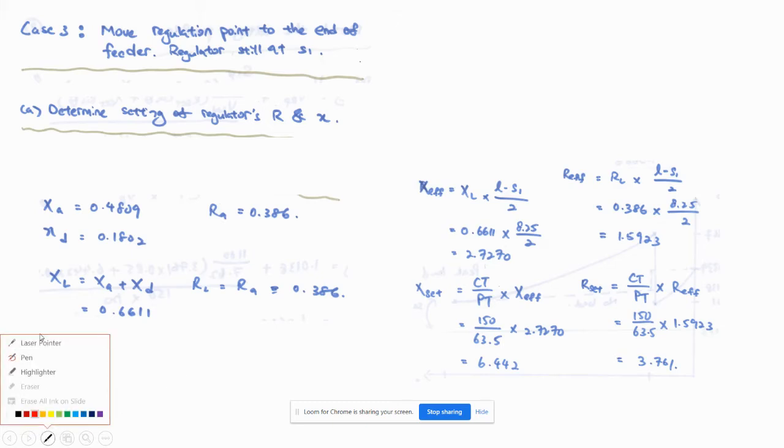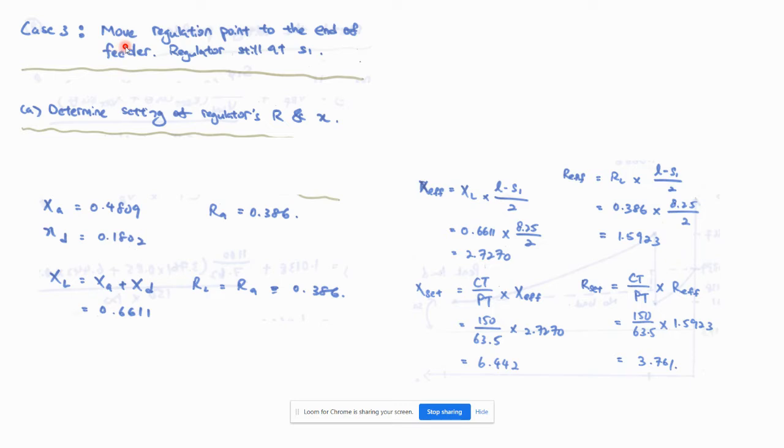Okay, so now in case 3, I am moving the regulator to 1.75. I'm maintaining the location of the regulator at 1.75 meter, which is the same as case 2, but with the additional setting of the R and X value, so that I am regulating the voltage drop at the end of the feeder. So the regulating point, right? I said in case 3, move the regulating point to the end of the feeder.